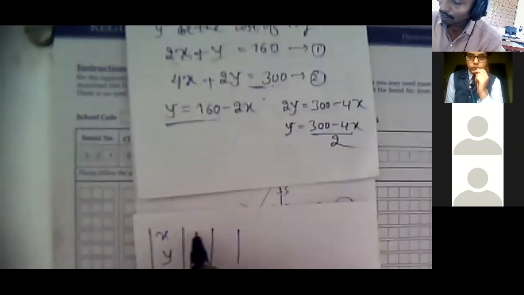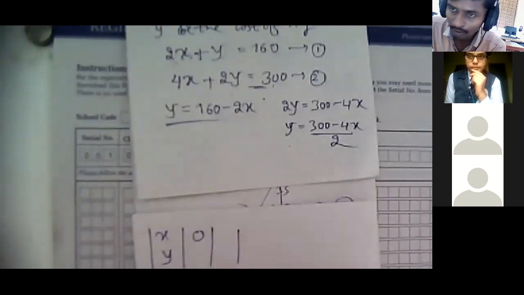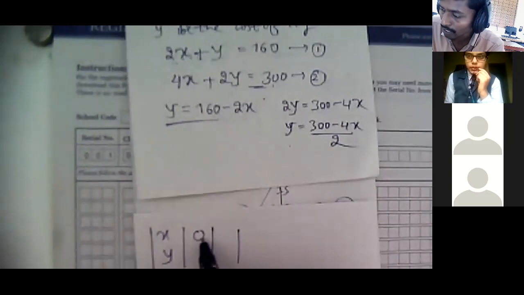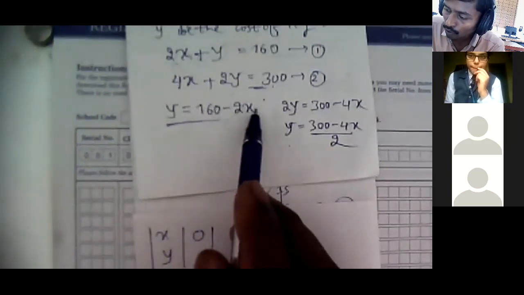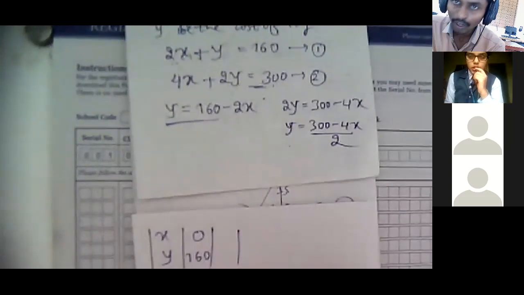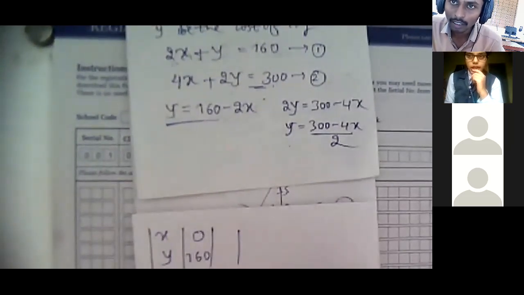First, in this equation, what is the value of x? The first value is x equal to 0. Therefore, 2 into 0 becomes 0, so the y value is 160.